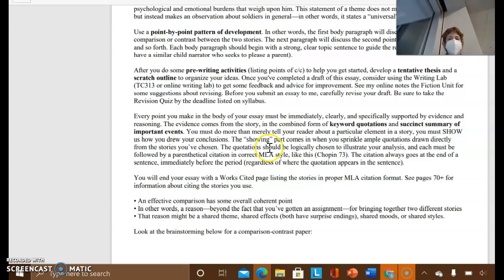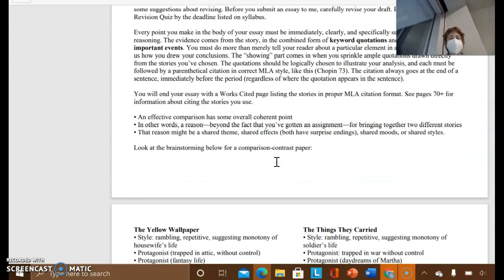The showing part comes in when you sprinkle ample quotations, followed by a parenthetical citation in correct MLA style, like this: Chopin 73. The citation always goes at the end of the sentence immediately before the period, regardless of where the quotation appears in the sentence. You will end your essay with a works cited page listing the stories in proper MLA citation format. See page 70 for the information about citing the stories you use.